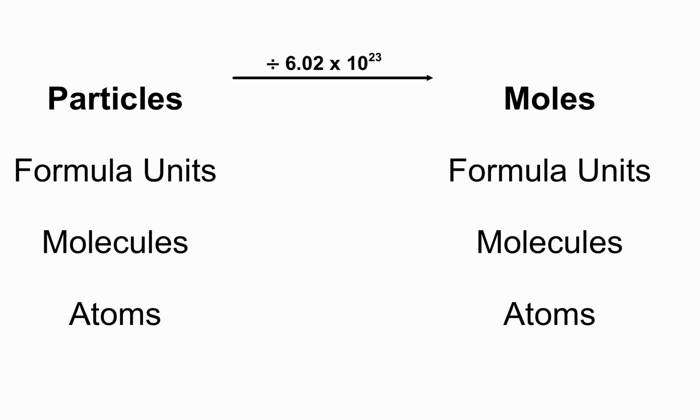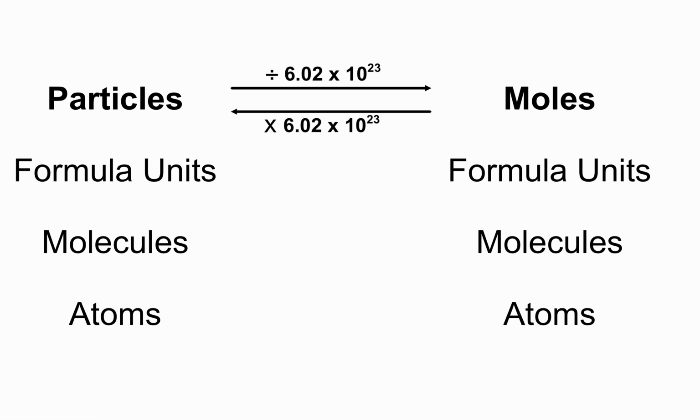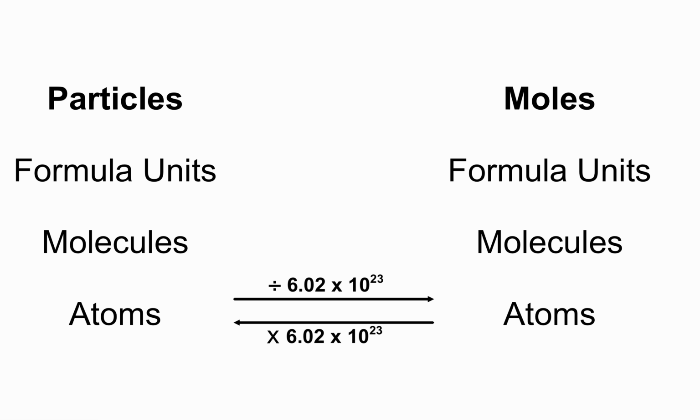So to go from particles to moles, we need to divide by 6.02 times 10 to the 23. If we're going from moles to particles, we would actually multiply by 6.02 times 10 to the 23. So if we're talking about formula units, molecules, or atoms, it's the exact same thing. A mole of something can be converted to a total number of particles of that same thing. The unit, be it atoms, molecules, formula units, must be the same in both cases.